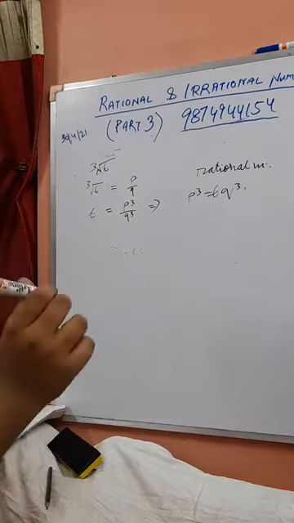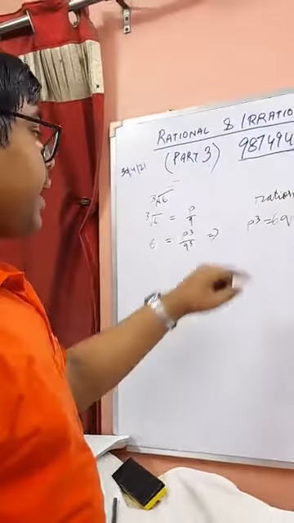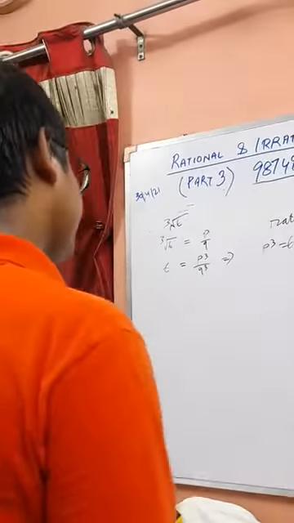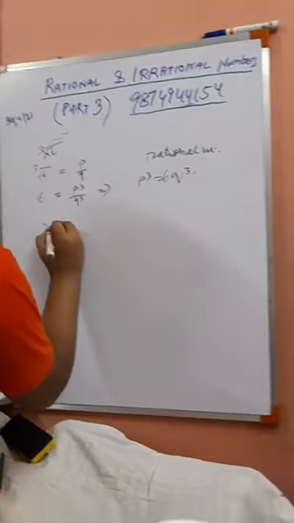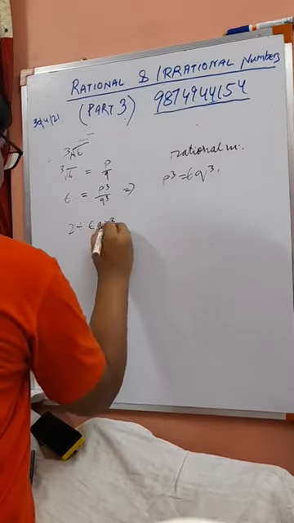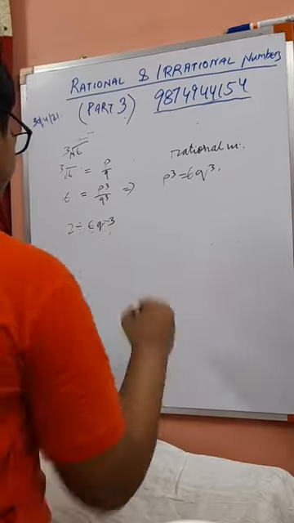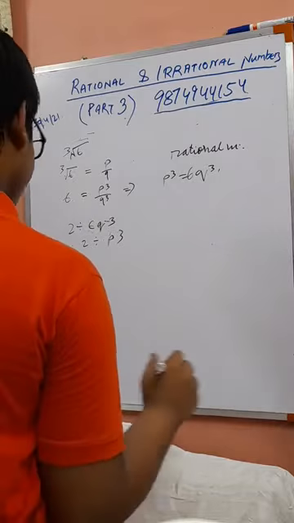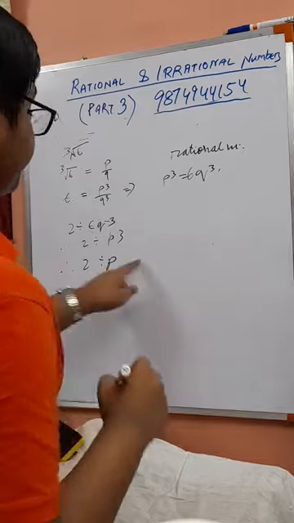Now from theorem 1 which we had discussed earlier, if a prime number divides a number, then it will also divide the other number in the same equation. We take 2 as the prime number. 2 divides 6q cube. Therefore 2 has to divide p cube, but 2 is prime. Therefore 2 divides p. This was from theorem 1.